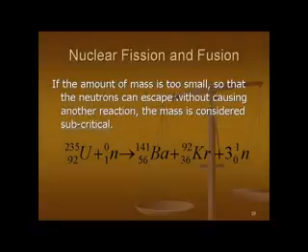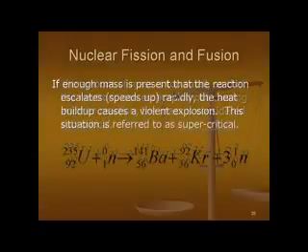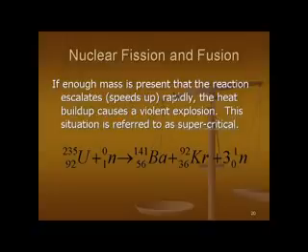If the amount of mass of fissionable material is too small, so that the neutrons can escape without causing another reaction, the mass is considered subcritical. Okay, so that's another term, subcritical, that you want to know. And finally, one more term. If enough mass is present that the reaction escalates, which would mean to speed up rapidly, the heat buildup causes a violent explosion. This situation is referred to as supercritical. So remember that term, supercritical.